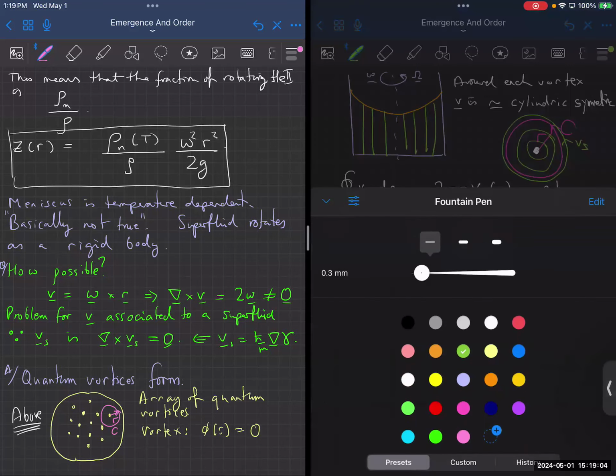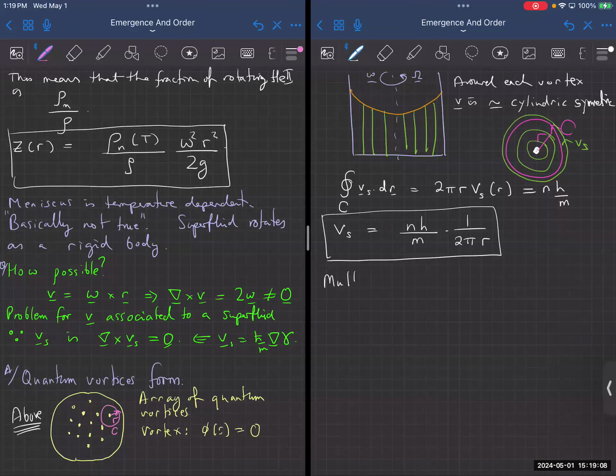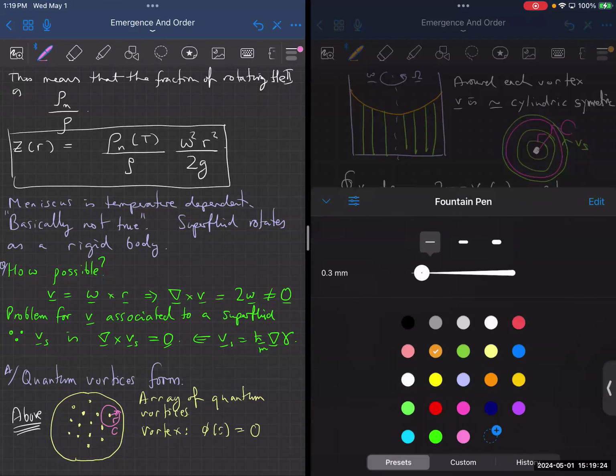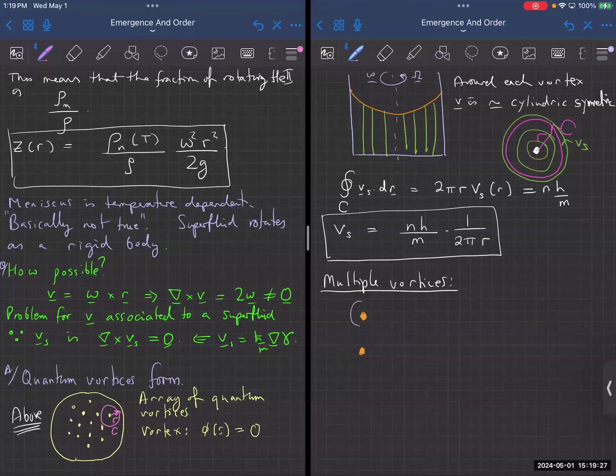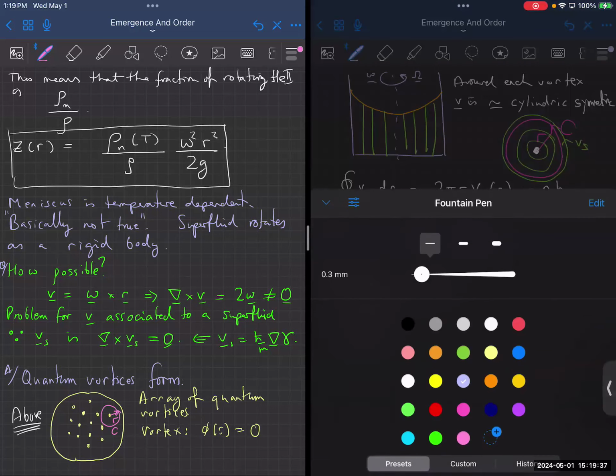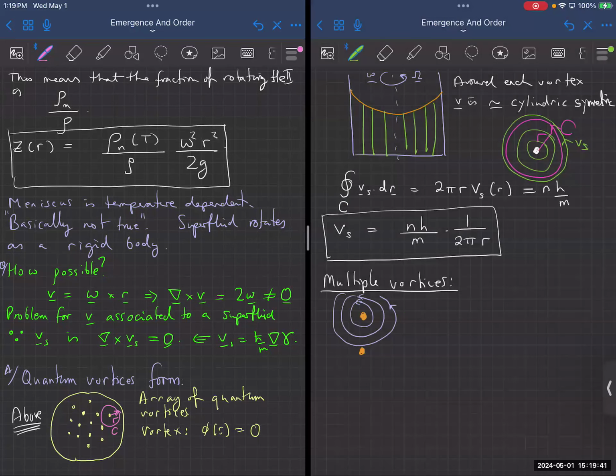So now what happens when I have multiple vortices? So let's have one vortex over here, another vortex over here. Let's draw the flow pattern around the vortices. So something like this. And then let's draw the flow pattern around this other vortex. So let's use a different color. So let's draw this. Again, in the same direction.